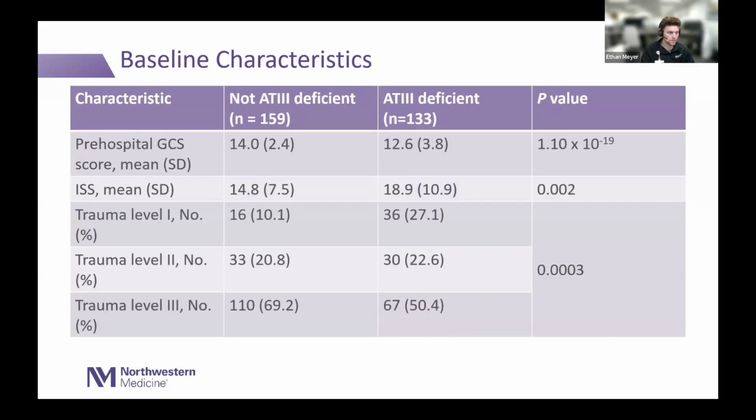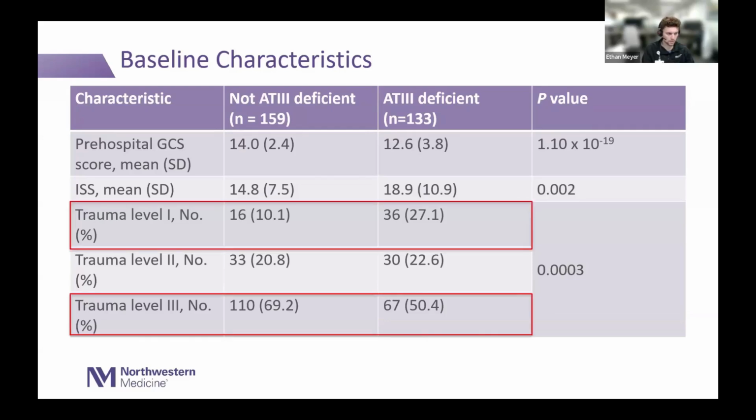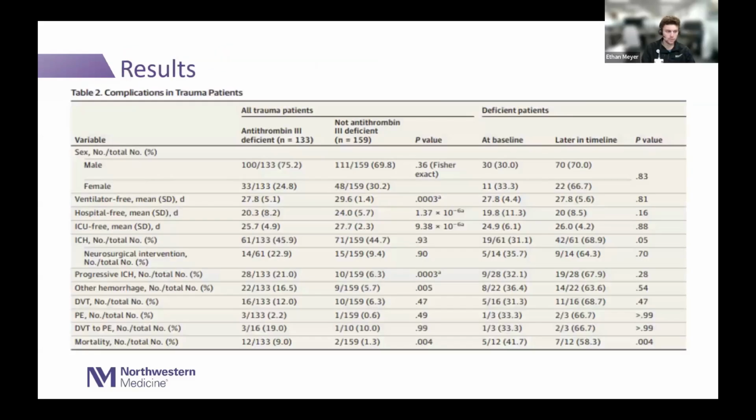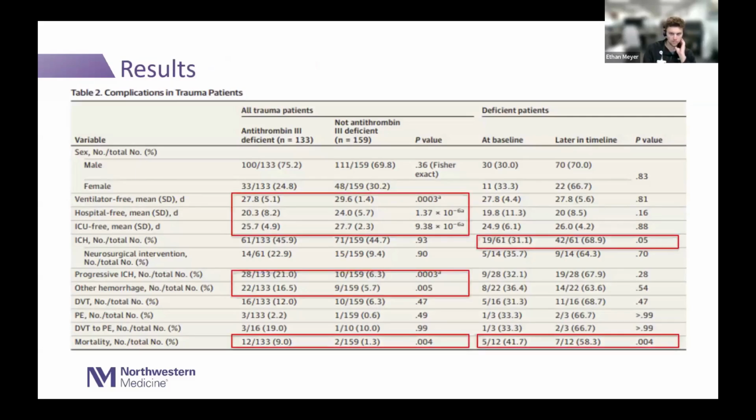Looking at additional baseline characteristics, so these are some of our severity scores. I specifically wanted to call out the percentage of level 1 versus level 3 traumas. So within the non-deficient group, it was only 10% level 1 traumas and roughly 70% level 3, versus in the antithrombin deficient group, we had a significantly higher percentage that were level 1 and a lower percentage that were level 3. Moving into the results, so a few things that I wanted to call out.